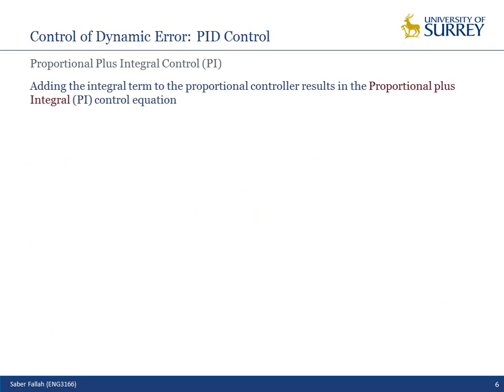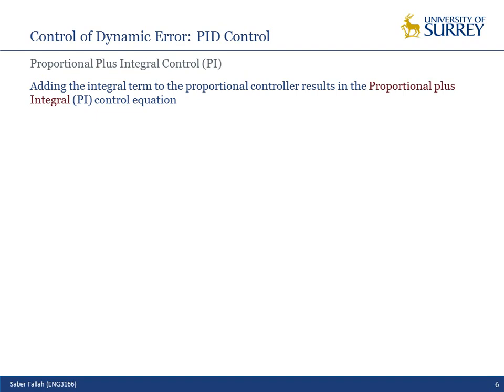In order to improve the performance of the proportional controller, we can add an integrator part, or integral part. What can I get by adding the integral part? By adding the integral part, I can improve significantly the steady state error of the system. But what can be damaged? The dynamic response of the system.